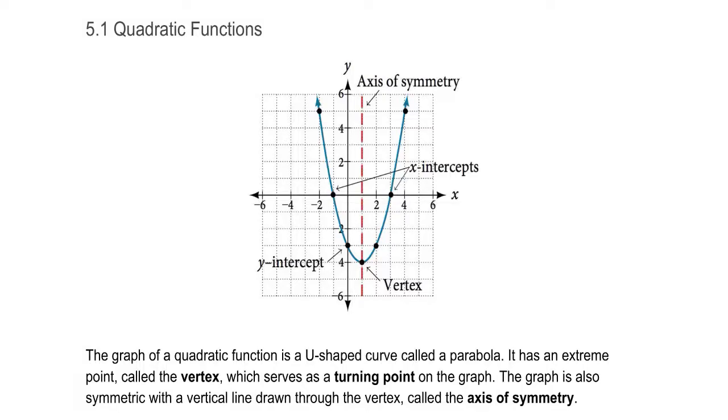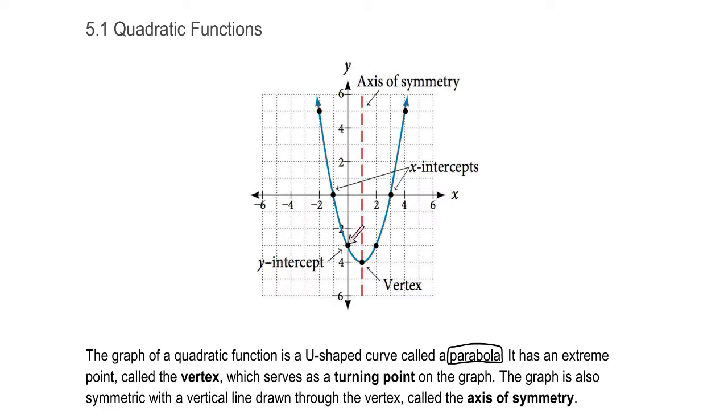Section 5.1, Quadratic Functions. The graph of a quadratic function is a U-shaped curve called a parabola. It has an extreme value or extreme point called the vertex, which serves as a turning point on the graph. The graph is also symmetric with a vertical line drawn through the vertex called the axis of symmetry. So our vertex, the axis of symmetry passes through that.